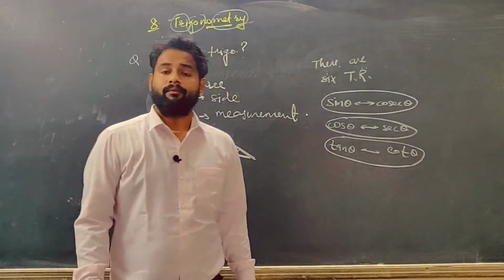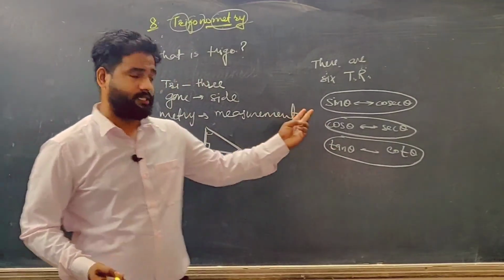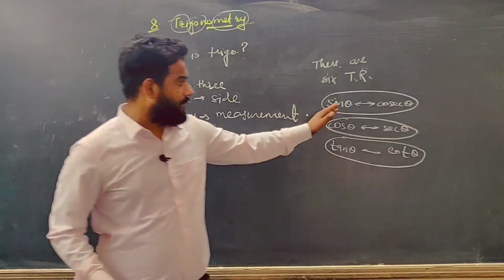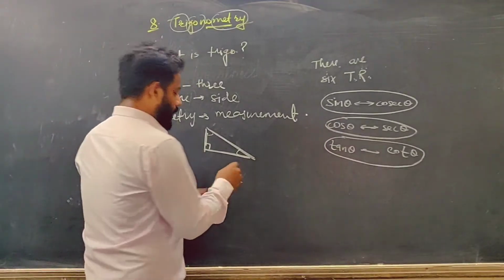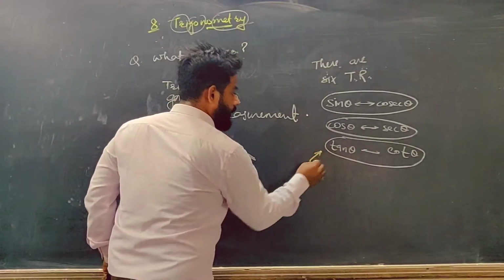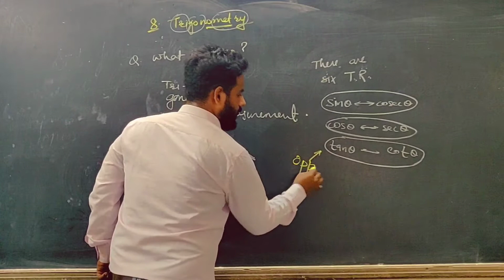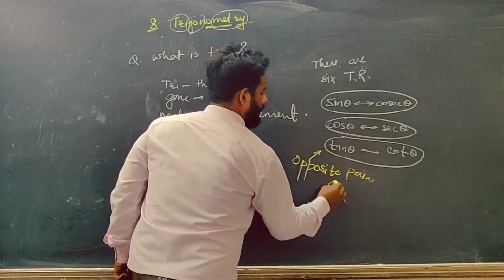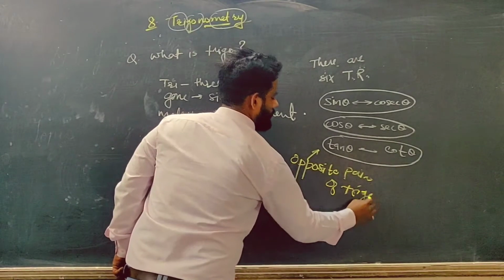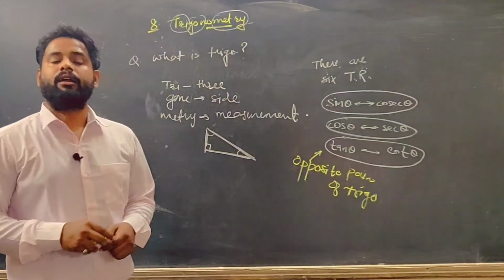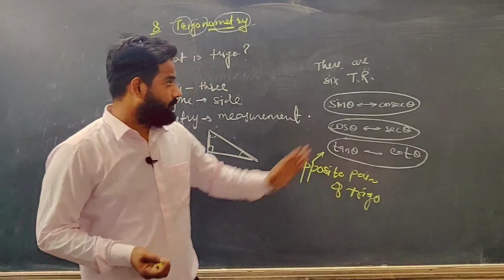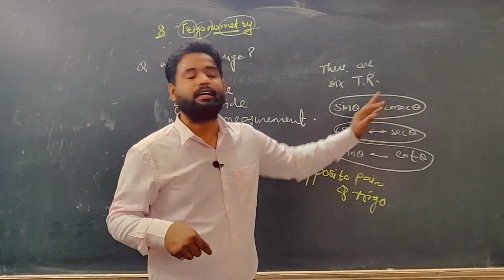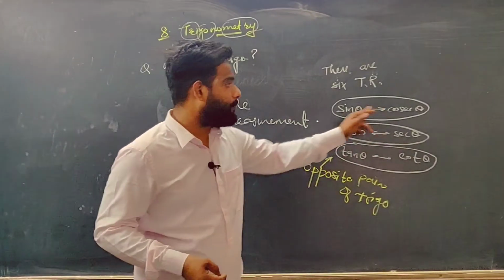These 3 pairs, one pair includes 2 things. So there are 3 pairs, 1, 2 and 3. These pairs are called opposite pairs of trigonometry. Now what is the meaning of opposite pair? If you have the value of one of the trigonometric functions, by default you will get the other one. Why? Because they are an opposite pair.